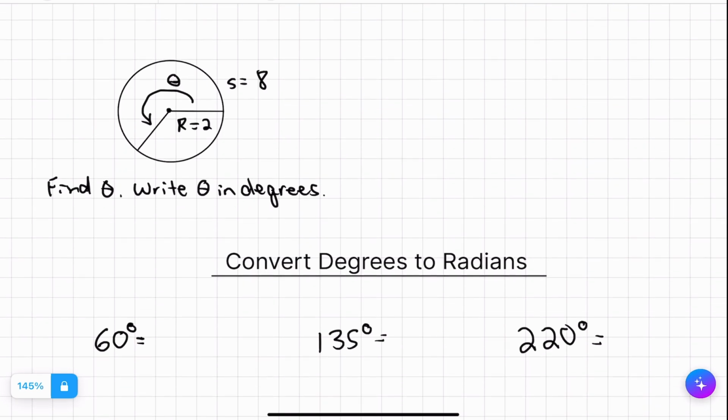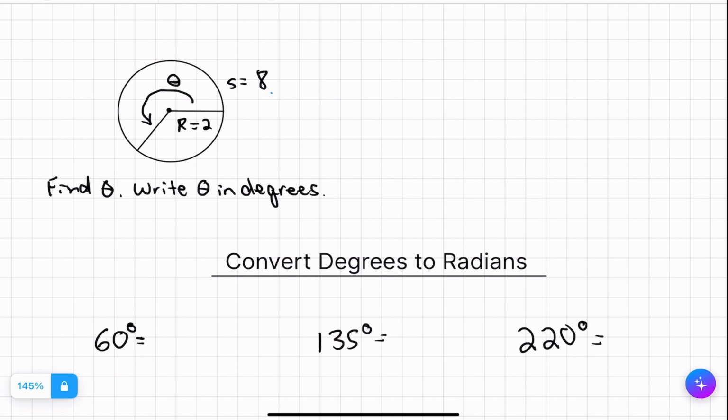Now let's take a look at this problem. We're asked to find theta and write it in degrees. We can use the equation that we learned earlier to do that, but it's important to note that that equation will give our answer in radians, and it only works with radians. So we're going to need to convert our answer to degrees.